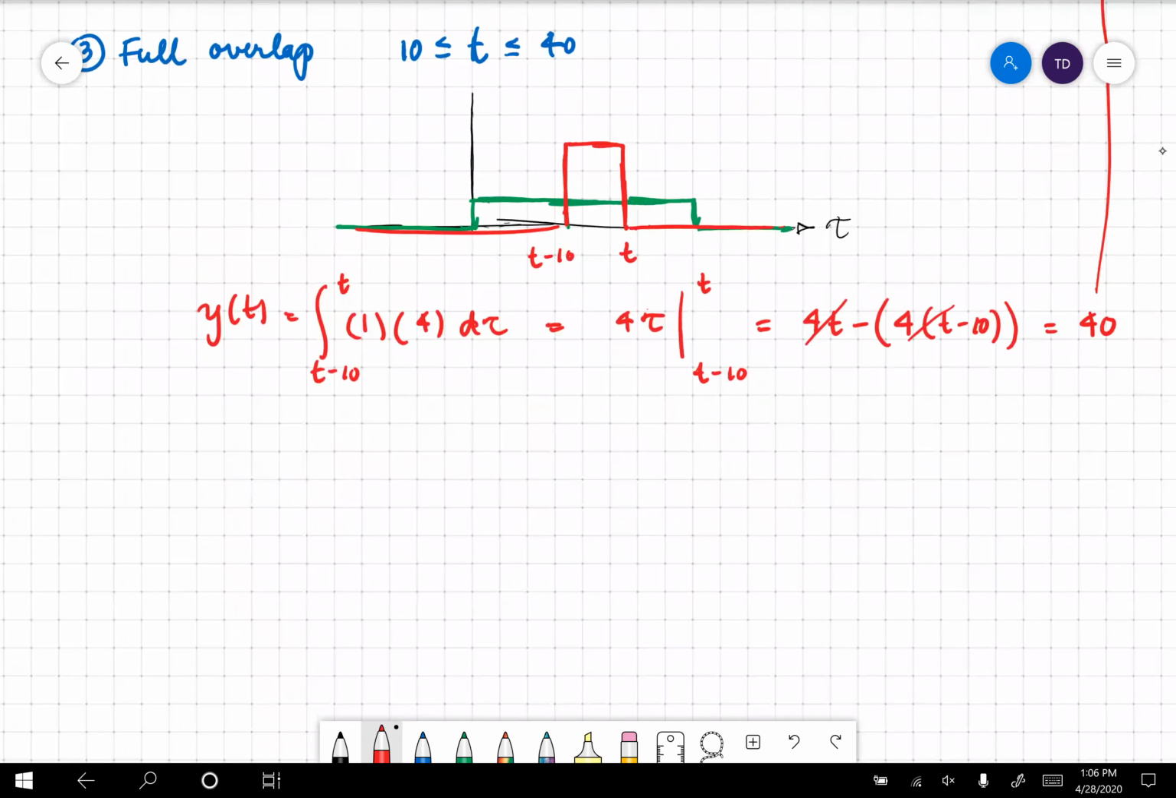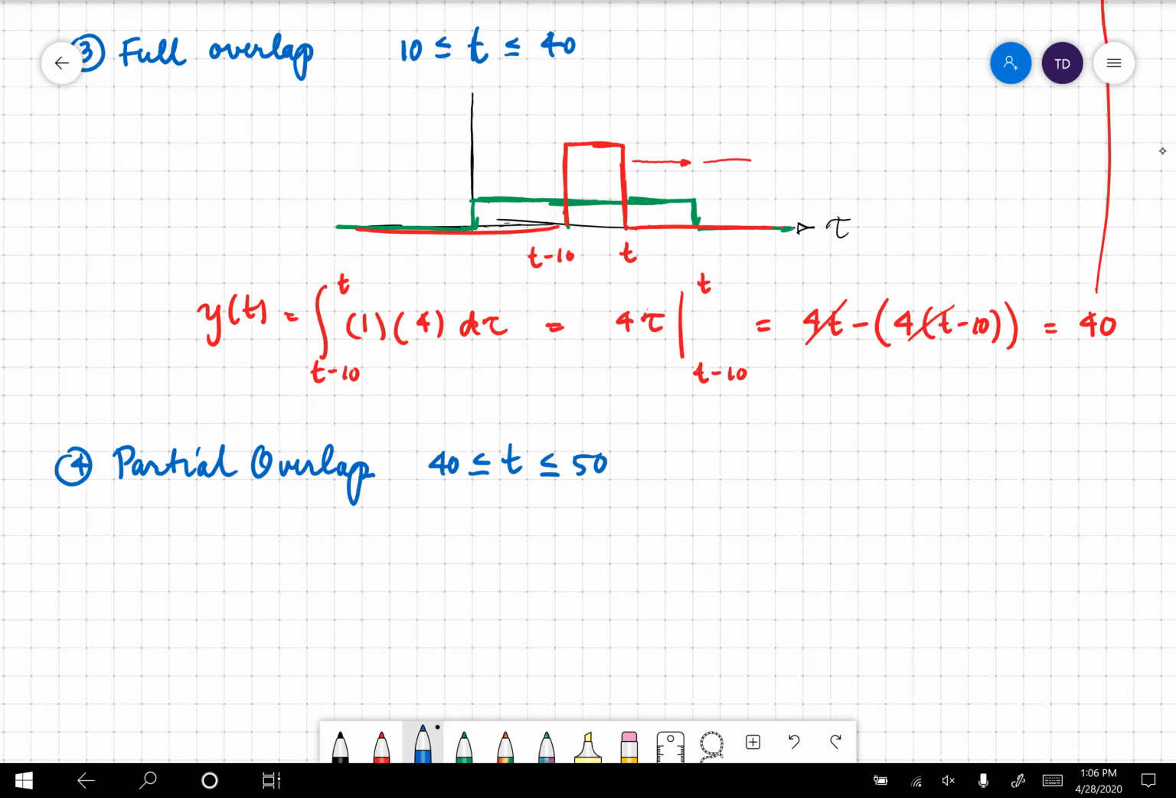Now we're going to go to partial overlap. This has made it to here at the end of this region. Then it's going to pull out and part of it's going to overlap again. So we're going to go to partial overlap, and that's going to happen for what range? 40 less than or equal to t, less than or equal to 50.